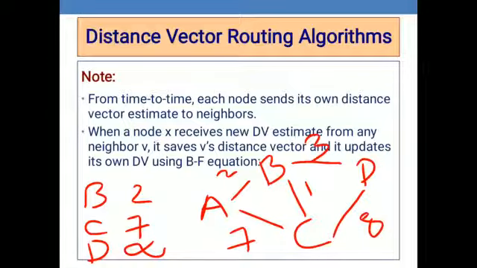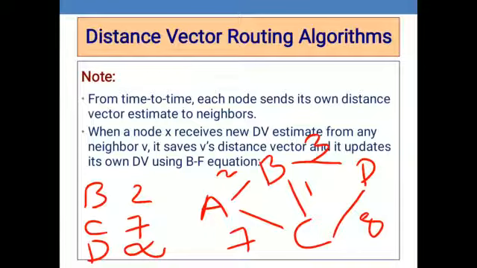Initially it is infinite. Later we will update the data, because periodically each and every router will update the data. See here, A to C is 7. Once B's data is updated, if router B updates its neighboring nodes, what are the neighboring nodes of B?